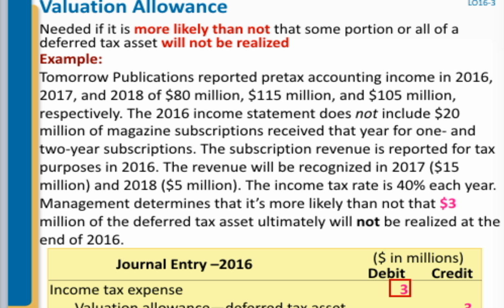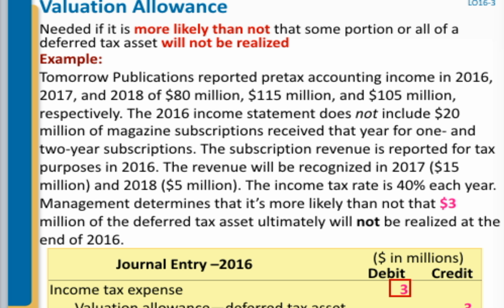So in this case, we had Tomorrow Publications reported pre-tax accounting income 2016, 2017, 2018 of 80 million, 115 and 105 million respectively. 2016 income statement does not include 20 million of magazine subscriptions received that year for 1 and 2 year subscriptions. The subscription revenue is reported for tax purposes in 2016. Revenue will be recognized in 2017 and 2018. Income tax rate is 40% each year.